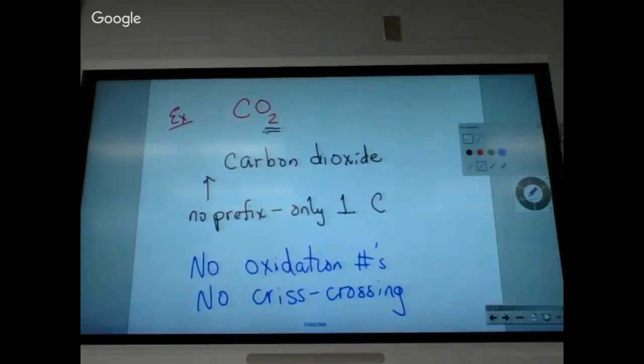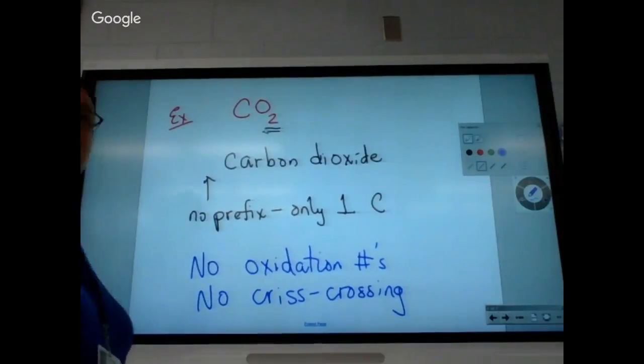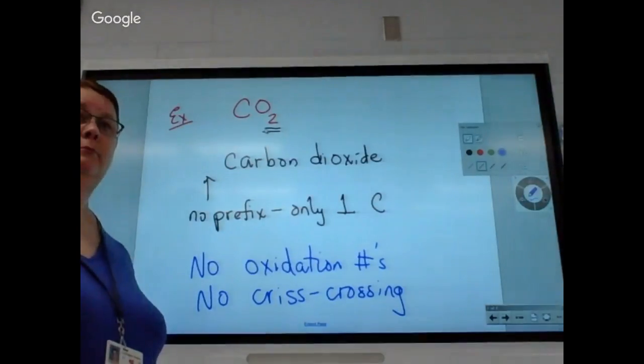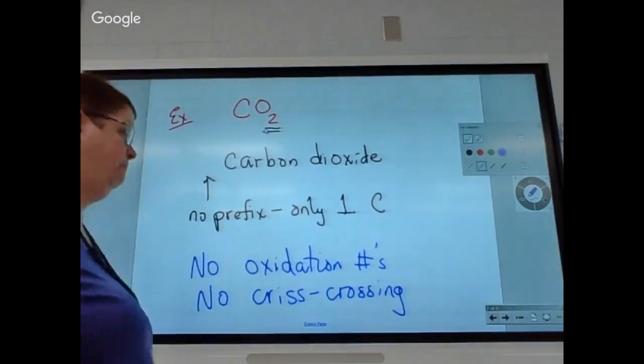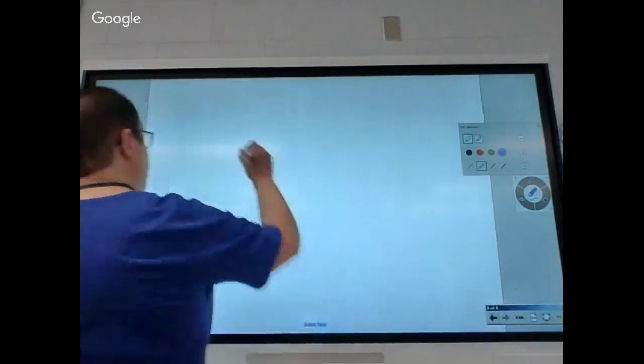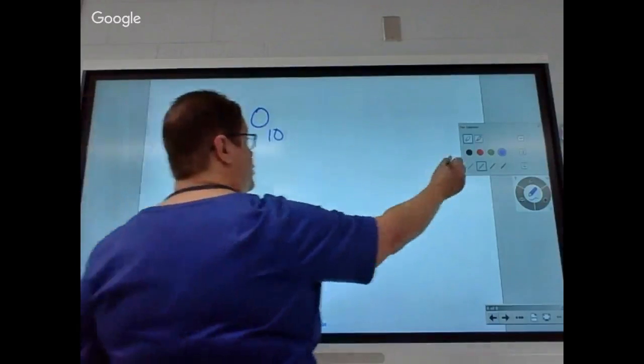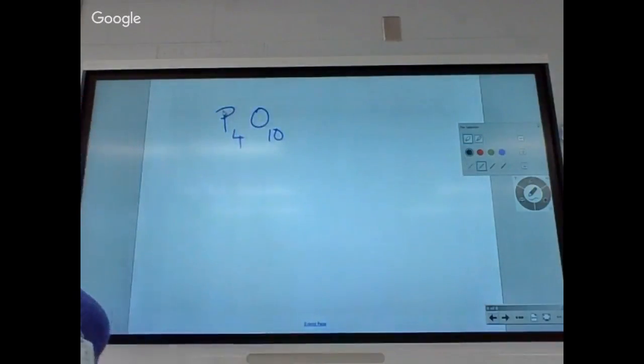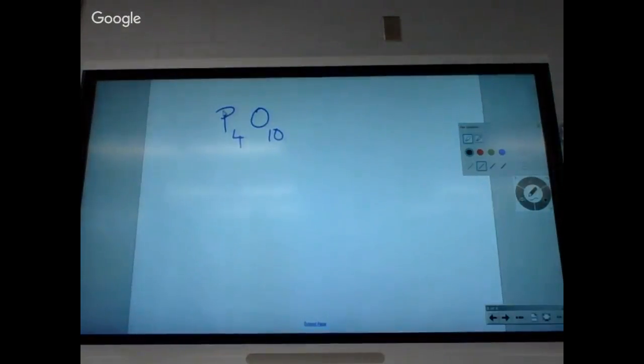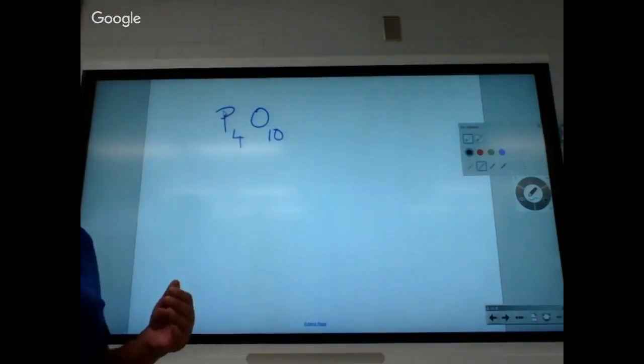Yes, ma'am. If there was a 4 next to the C, what would the name be? Tetra carbon dioxide? Yep. So if we had one like P4O10, one that's got some numbers on the front. How many P's are there? 4. So this time we have to use a prefix on the first one.